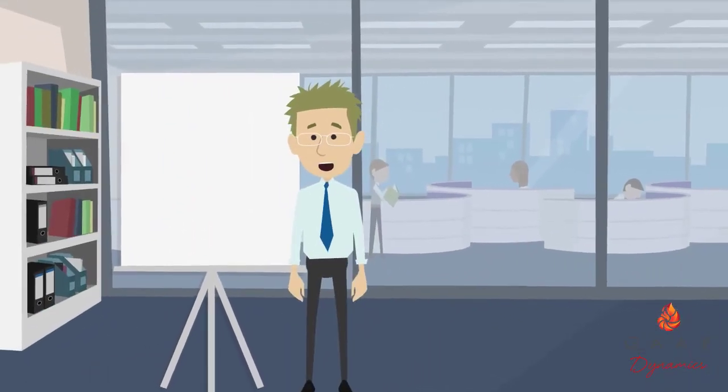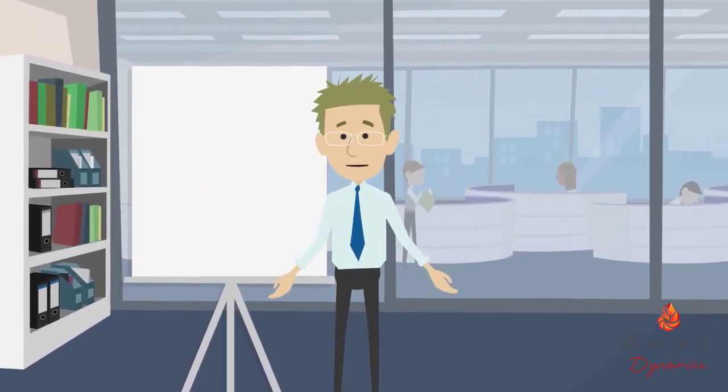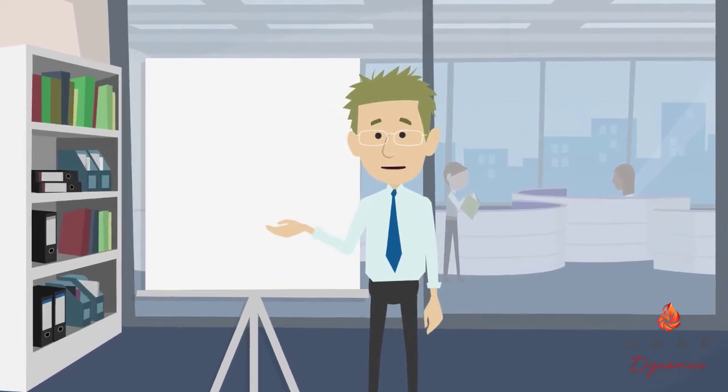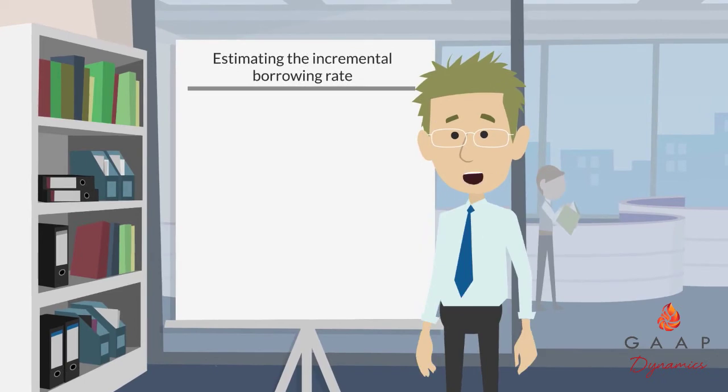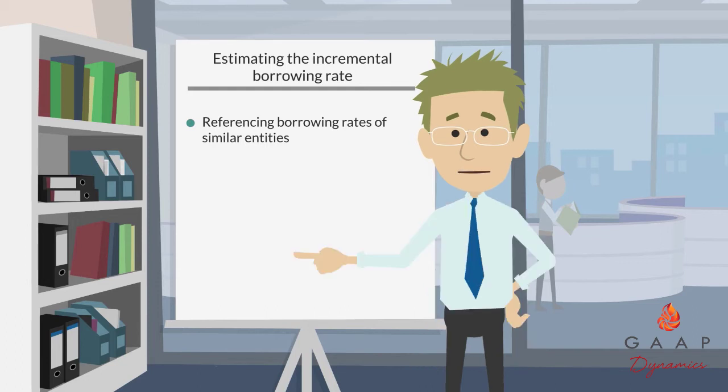Unfortunately, ASC 842 does not prescribe an approach for determining the incremental borrowing rate. Therefore, various approaches might be possible, including referencing the cost of borrowing for competing entities within the same industry with credit ratings similar to the lessee for a similar term and seniority.